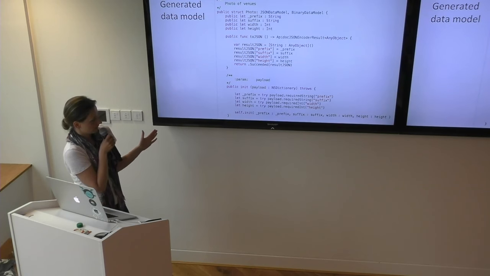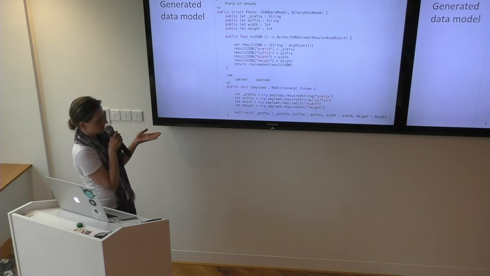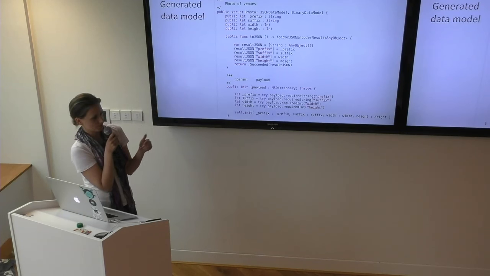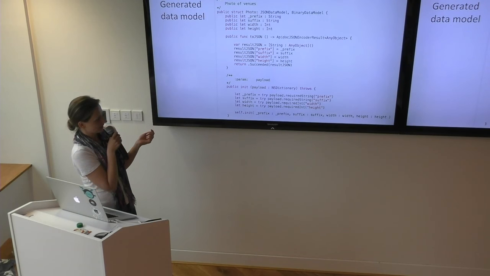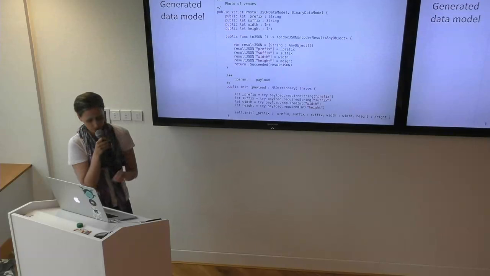So the great thing about code generation is that this repetitive task of parsing JSON into data model and back is just done for you. You just click one button and this code is generated for you, and you can use it straight away.